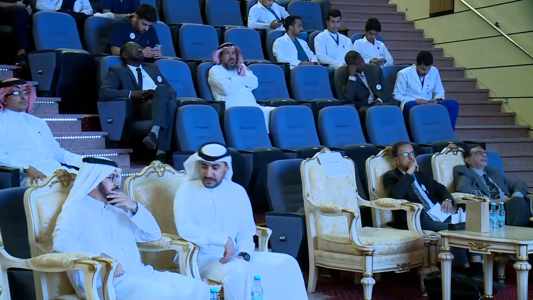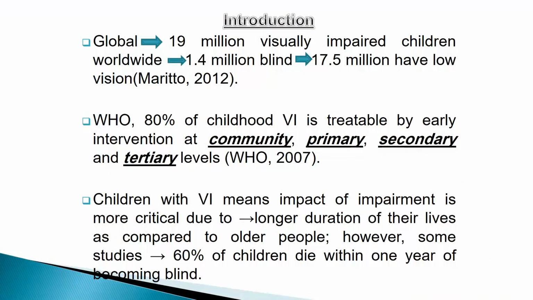Hello, everyone. Thank you for allowing me to present my topic. My topic is childhood eye care plan for developing countries. Global estimates indicate that more than 19 million children worldwide are visually impaired. Of those, 1.4 million were blind and about 17.5 million have low vision. Most of these children live in developing or poor nations.